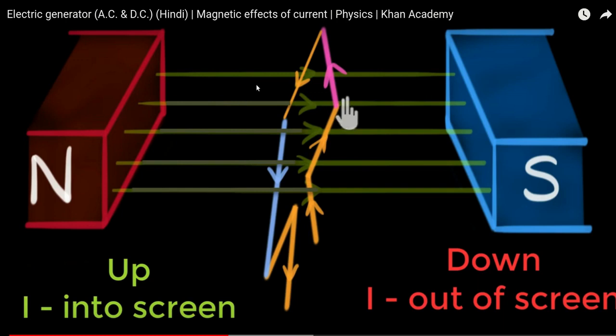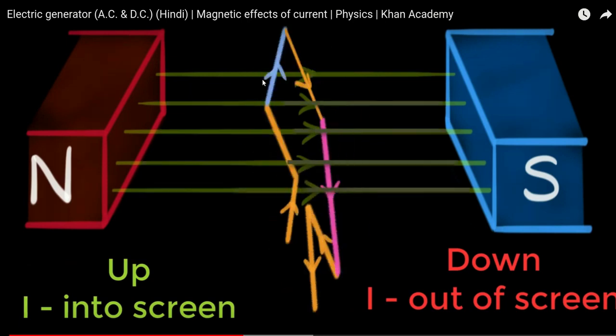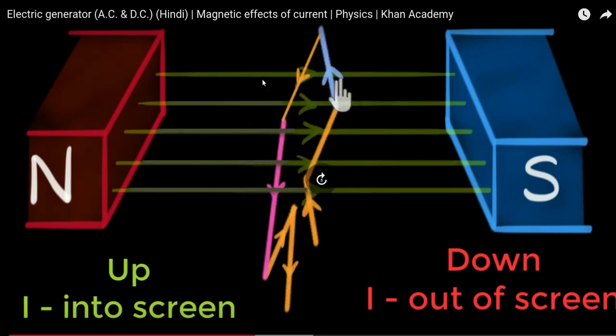Same way, the blue line is now close to the north pole. The force is upwards, correct? If it is upwards, the current is into the screen, right? So the current direction changes. Up and into the screen, down and out of the screen. Now the current direction has changed.